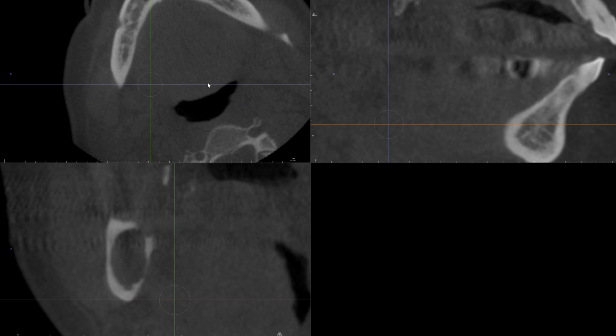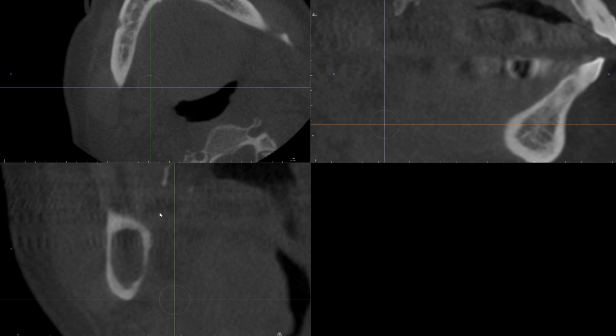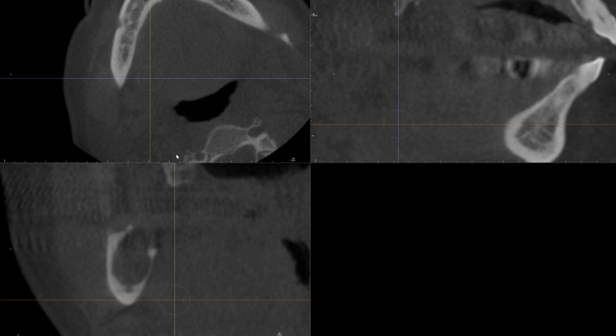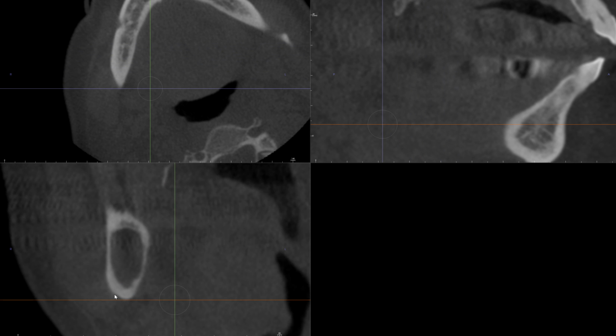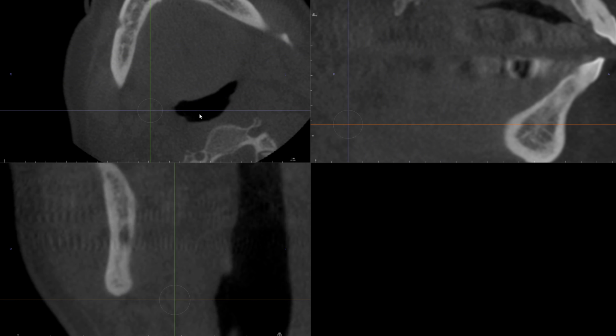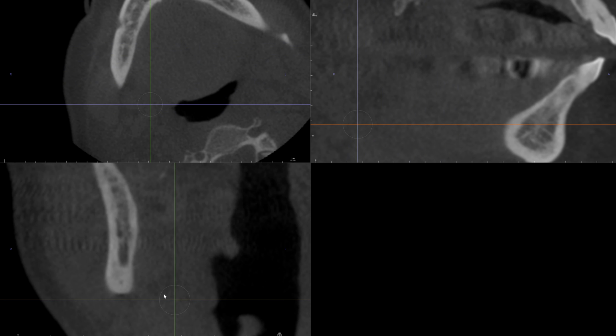Can you follow the canal? We lose part of the cortication, right? But the canal is located here. It's embedded pretty much into the inferior cortex of the mandible. And there we are starting to re-establish the cortication of the canal. Once again, there you go, there's a loss of the cortication. And here's the canal again.